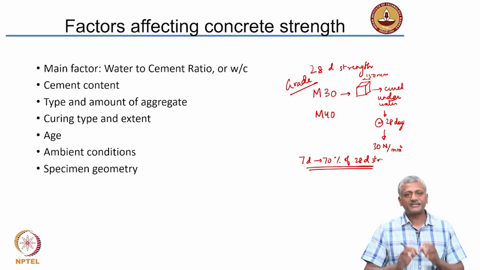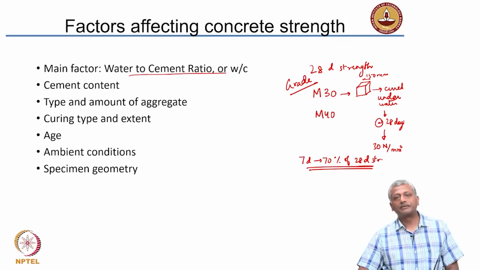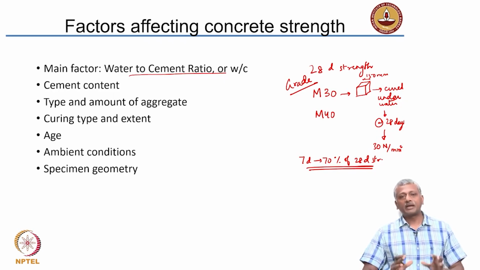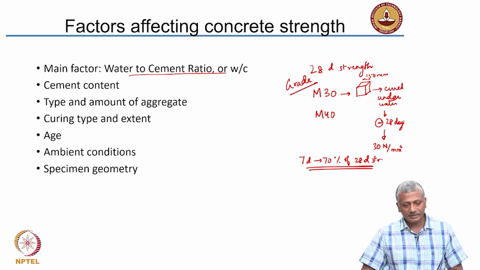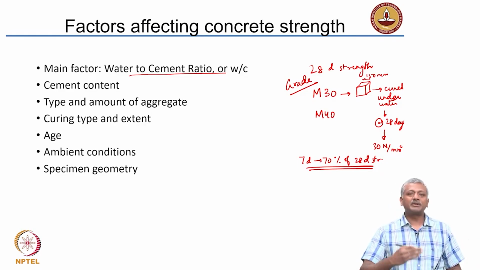Okay. Now, what affects the strength? The main factor is the water to cement ratio. The ratio of the mass of water to the mass of cement in the mix is the primary factor that governs the strength. The other factors may be cement content. Okay. To some extent, if you put more and more cement, you get some increment in the strength. Even keeping the water cement ratio constant, if you increase the cement content, you are going to get some increment in the strength to an extent. But beyond that, you will start seeing that it drops.